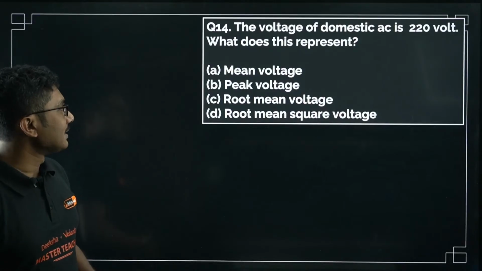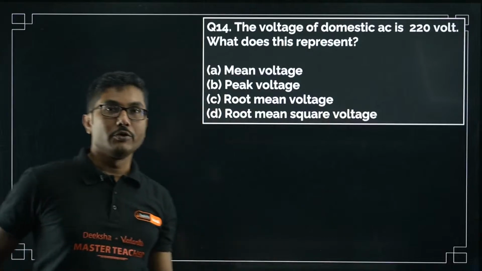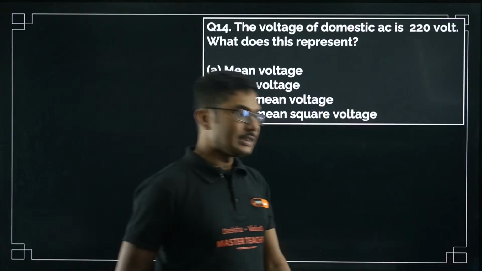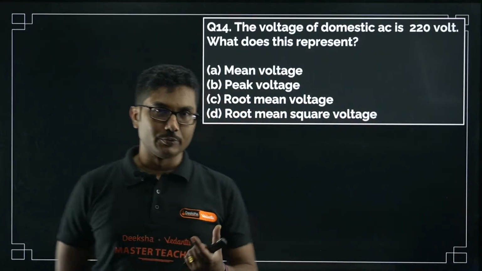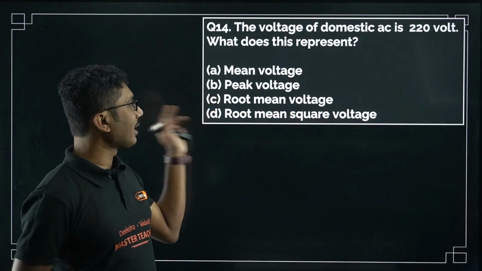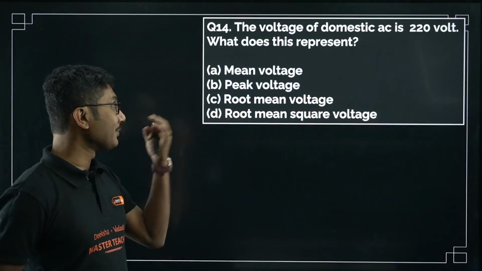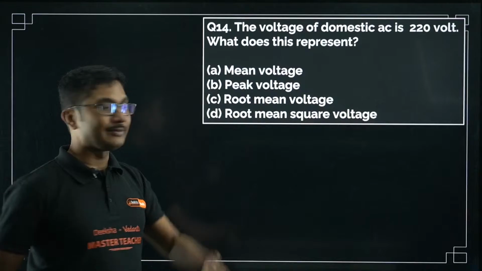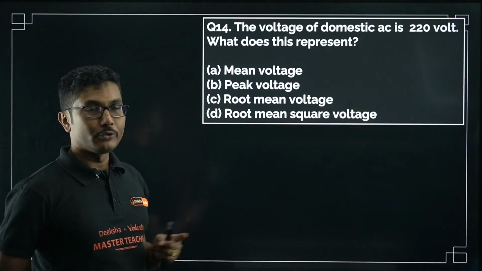Yes. So the answer is, as we know, that if we say 220 volt, 220 volt basically represents the RMS value. It is not the peak value. So the only candidates are peak value or RMS value. The other option does not have any meaning. Root mean voltage is not correct; root mean square voltage is the correct term.